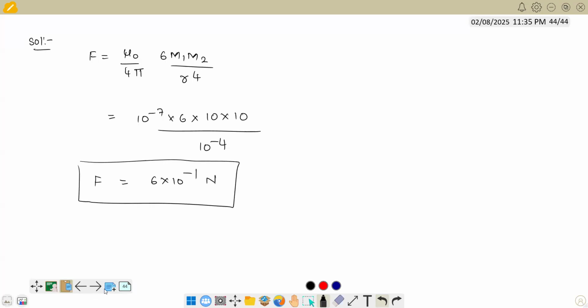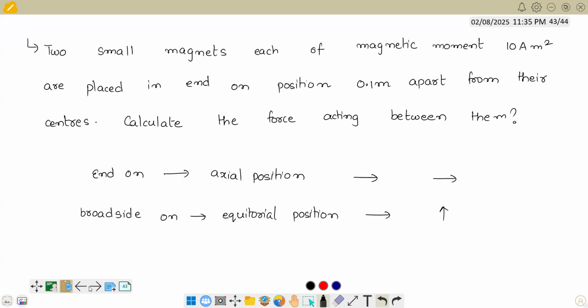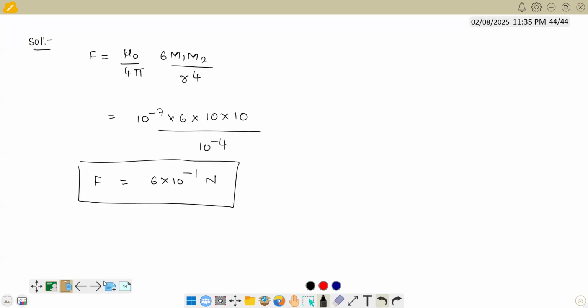So this marks the end of all the basics of this. Whatever is required to understand about a bar magnet, its orientation, and all those, we have understood. After this, we can solve some more problems to understand this concept better.